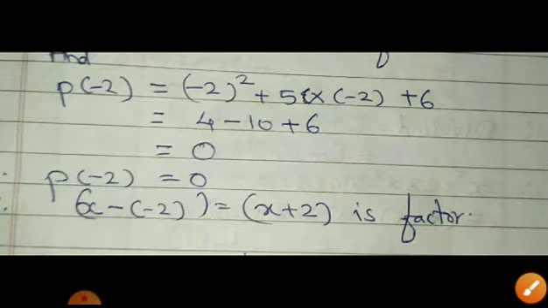Consider the second one. What is p of minus 2? Wherever there is x, substitute it as minus 2. You'll get the answer as 0. So I have got p of minus 2 as 0. That means by the factor theorem, can I say that x minus a is a factor, where a here is minus 2? So x plus 2 is the factor.